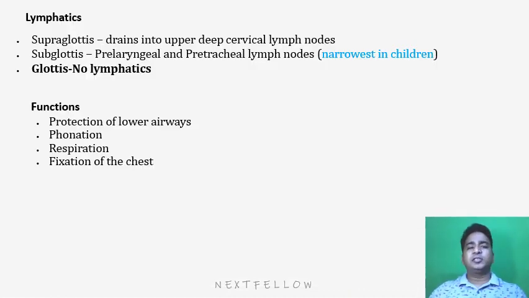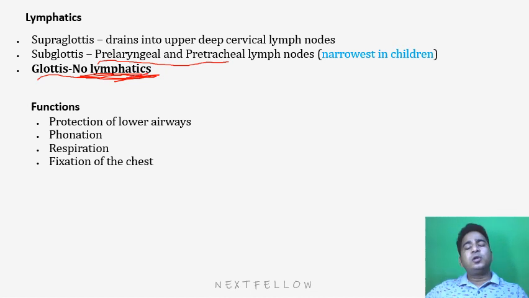Now what are the lymphatics? The supraglottis always drains into the upper deep cervical lymph nodes. And if you talk about the subglottis, that is the area adjoining the cricoid cartilage or below the level of the vocal cords, it drains into the prelaryngeal or pretracheal lymph nodes. We all know that the trachea also drains into the pretracheal or prelaryngeal lymph nodes. So the subglottic part drains into prelaryngeal or pretracheal, and supraglottis into upper deep cervical lymph nodes. The glottis, point to remember, doesn't have any lymphatics.